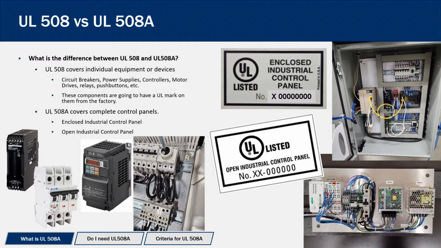We have UL508, and then there is kind of an extension of that, UL508A. So UL508 covers individual equipment, individual components and devices. So the circuit breakers, the power supplies, the controllers, all of these components that are going to go into an industrial control panel. Where 508A covers the control panel, the assembly itself. So the enclosed industrial control panel or open industrial control panel.